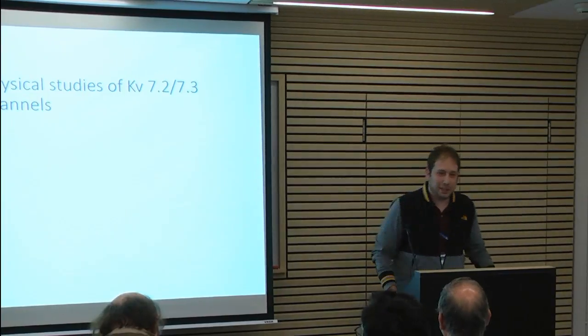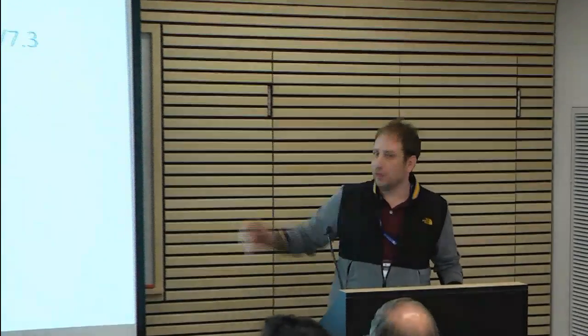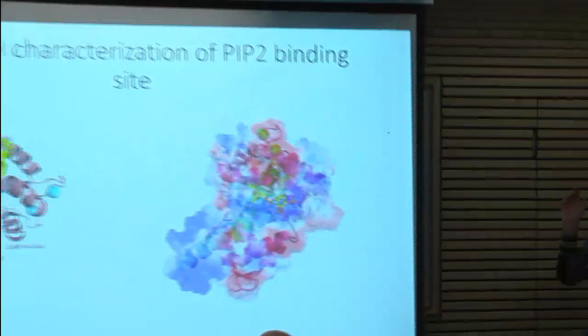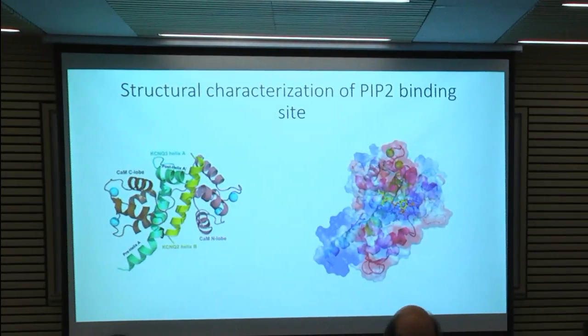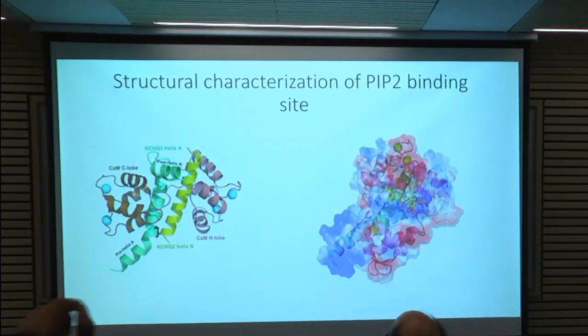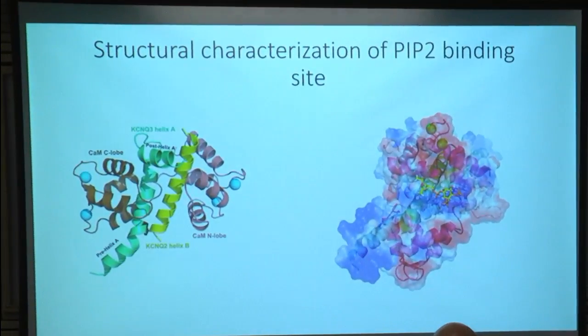Hi, my name is Guy Lebel, I'm from Tel Aviv University, and I study ion channels, most specifically the Kv72 and Kv73. These channels are very important for the regulation of neuronal activity, and they stop the action potential in the neuron. PIP2 is a membrane part, and it activates the Kv72 and Kv73.